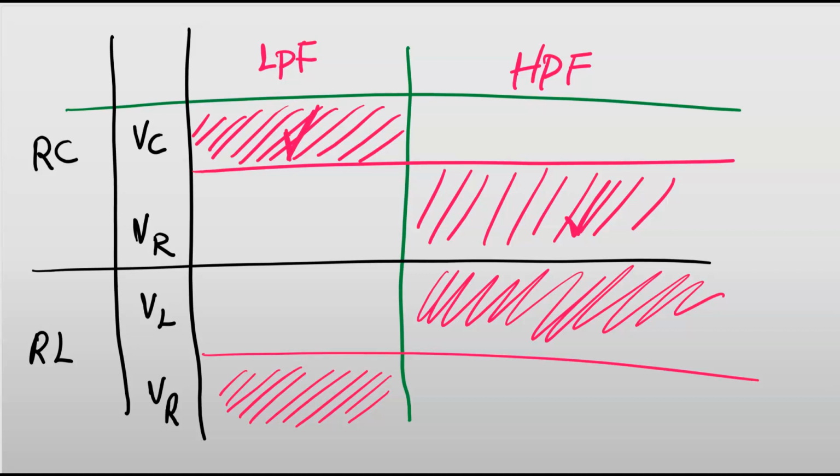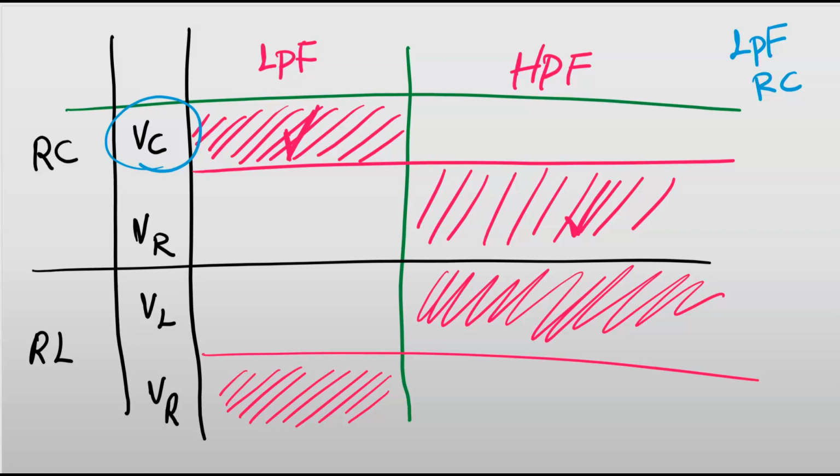So in the design process, if I ask you, for example, I need to have a low pass filter with an RC circuit, then I have to focus on the voltage of the capacitor. So you can make a low pass filter with both RC and RL, and the same thing for the high pass filter. The only tricky part is which voltage you have to look at as your output voltage.